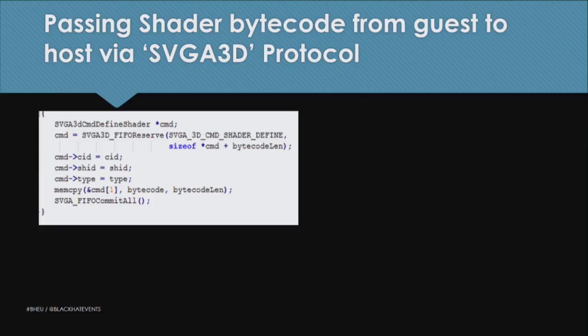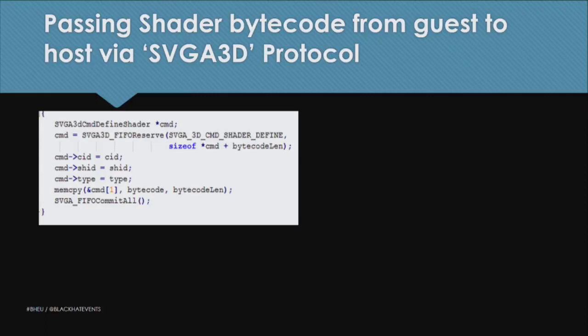So we have talked about passing 3D command buffer along with shader bytecode from guest to host. Before, now we are going to see how it is usually done in the guest end. It is done using a protocol that is called SVGA 3D protocol. SVGA 3D protocol is designed to be API vendor and API neutral, but for convenience, it has been designed to be compatible with Direct 3D most of the places.